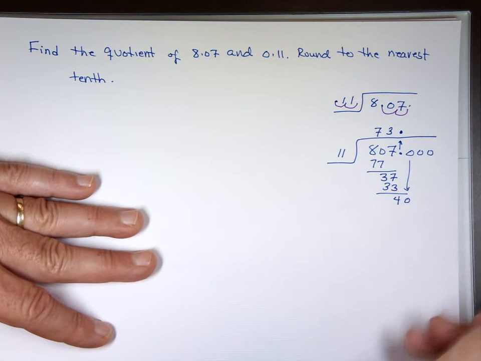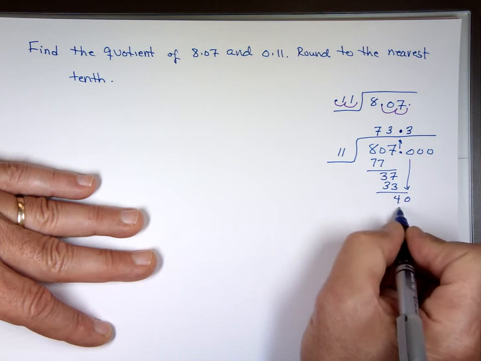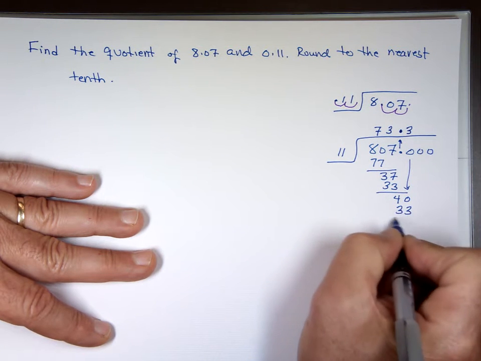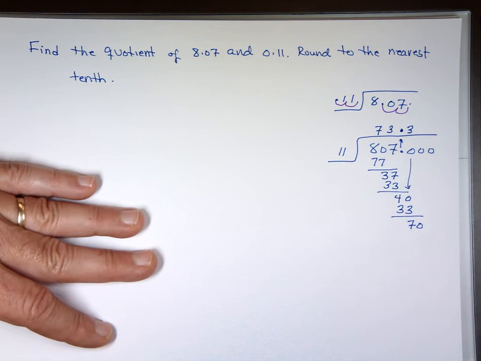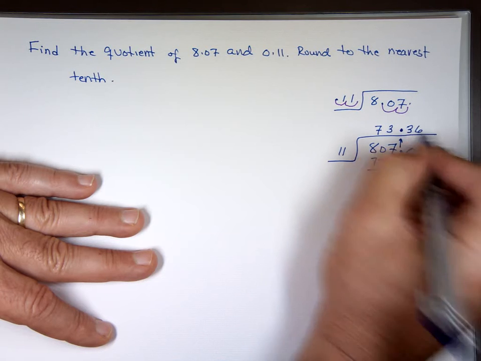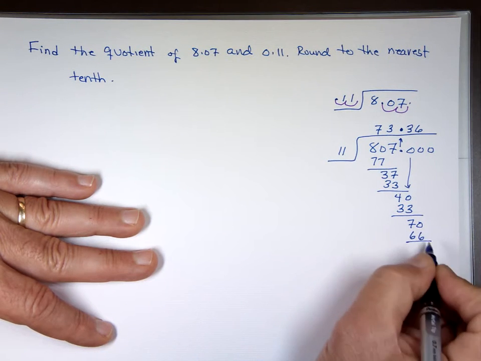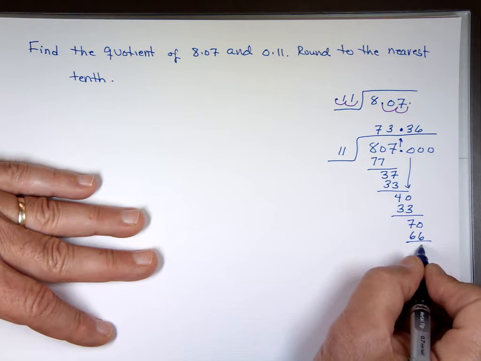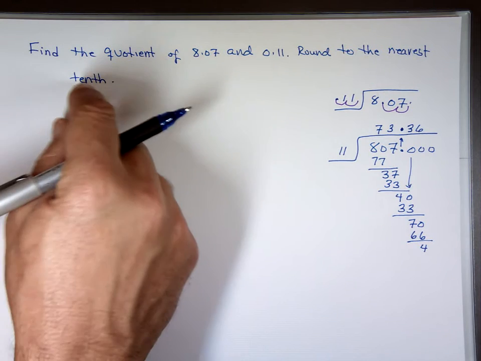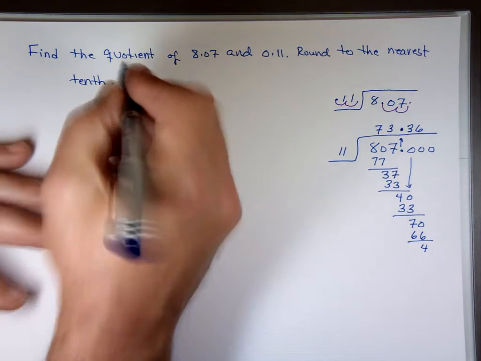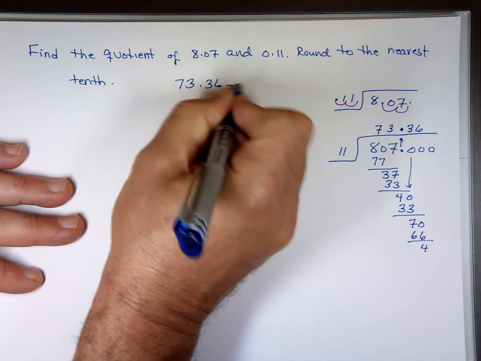40 by 11. 3. 3 times 11, 33. 70 by 11. 6. 6 times 11, 66. The remainder is what? 4. I don't have to continue. Why? Because I need to round this. You said nearest 10th. So there's my answer. 73.36 and other numbers. I don't care about the other numbers.